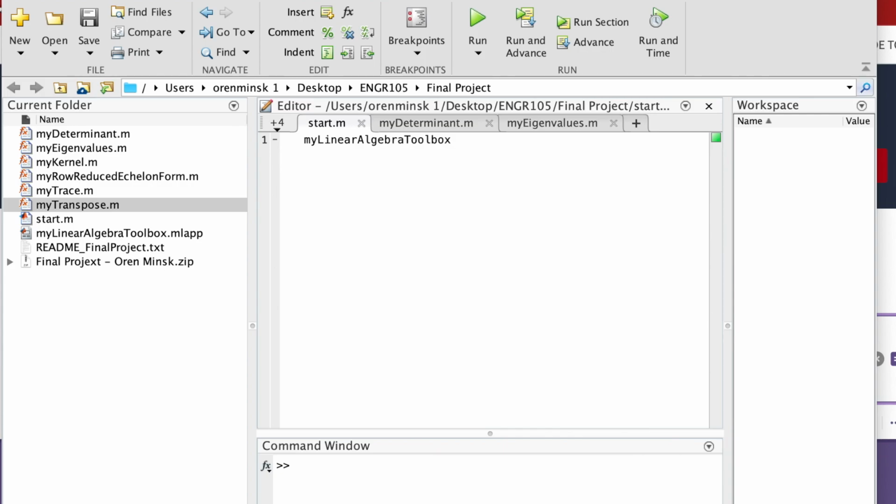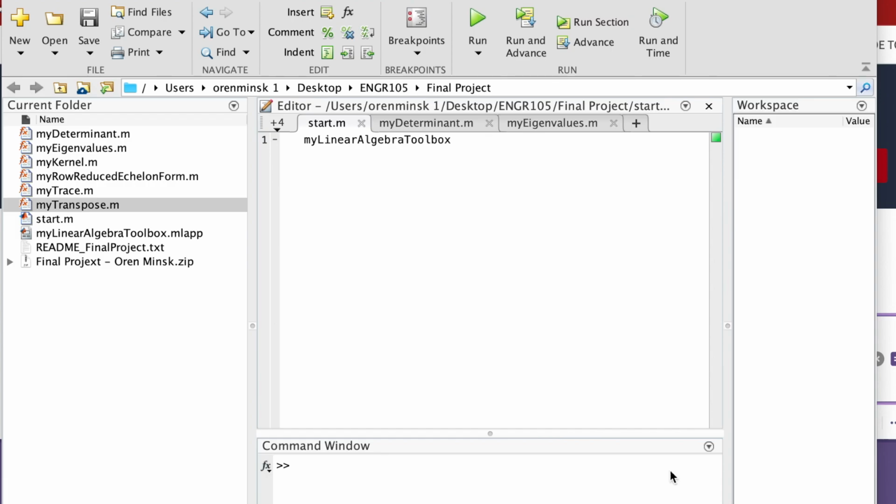For my final project, I decided to create a toolbox of home-brew linear algebra functions that a user can interact with through an app. I knew I wanted to apply what I had learned in another class to this final project, and I thought linear algebra has a lot of algorithms to determine certain characteristics of matrices that I could apply to MATLAB.